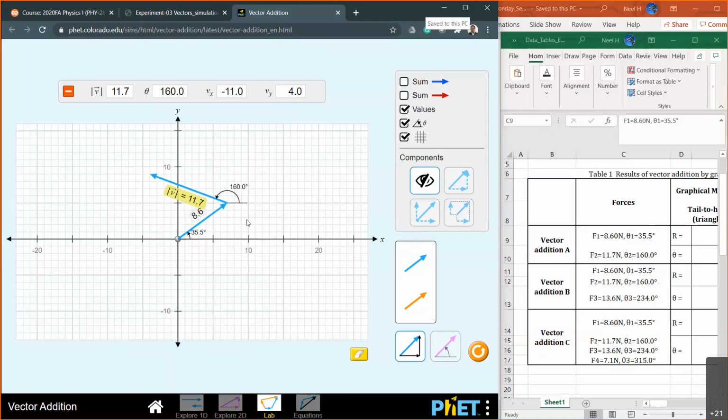Now, if you're drawing on paper, you have to first draw this horizontal line here, and then bring a protractor, identify this angle, and then bring a meter ruler and draw that line with 11.7 centimeters. Then you have that vector.